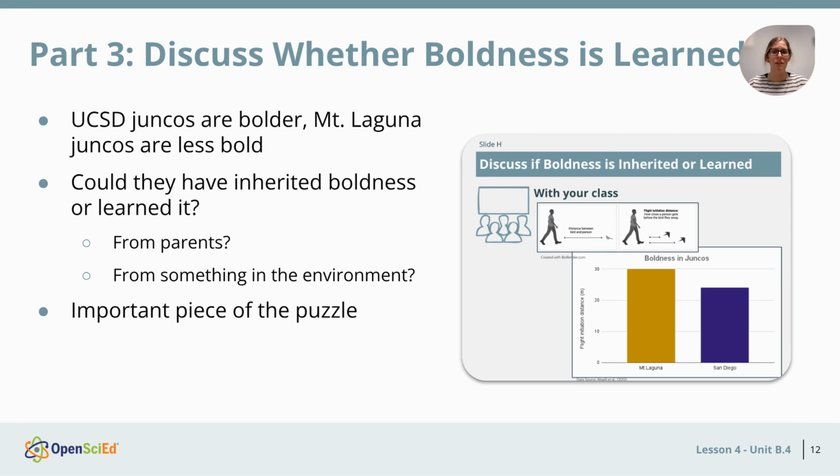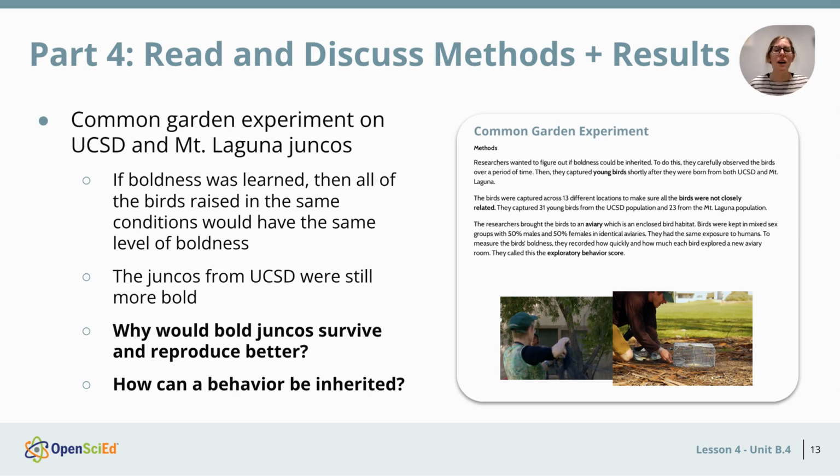And this is an important piece of the puzzle, which will really help lay some foundational knowledge for success in the next lesson. Next, part 4, we're going to read and discuss the methods and results of the Common Garden experiment. And through this, students are going to figure out that if boldness was learned, then all the birds raised in the same conditions would have the same level of boldness. But they don't see that.